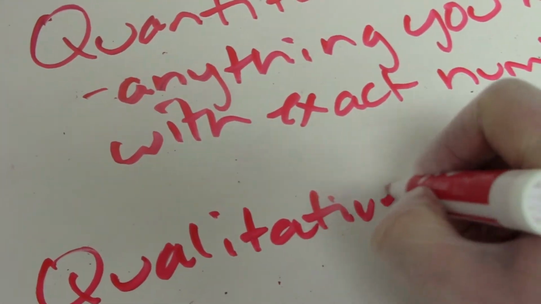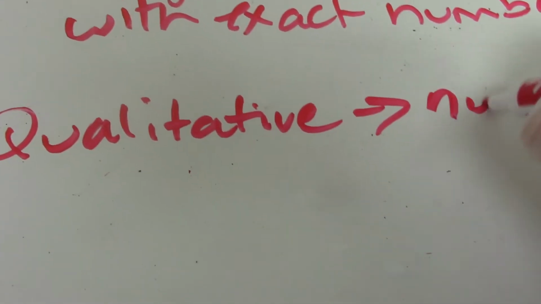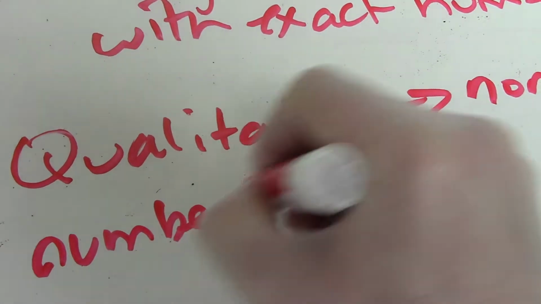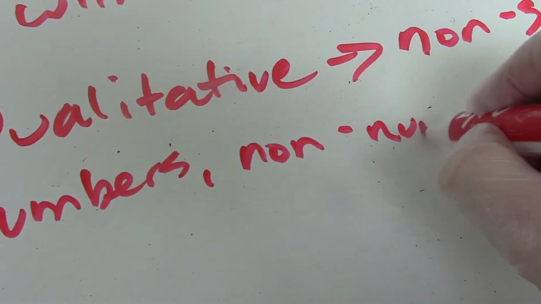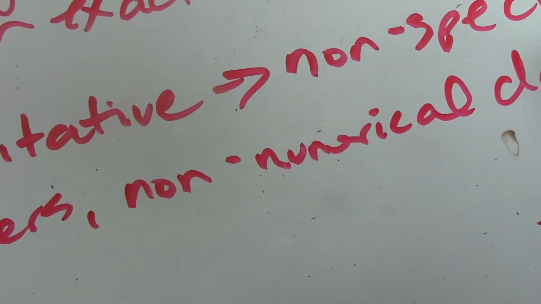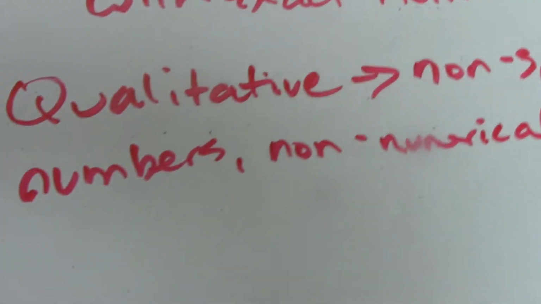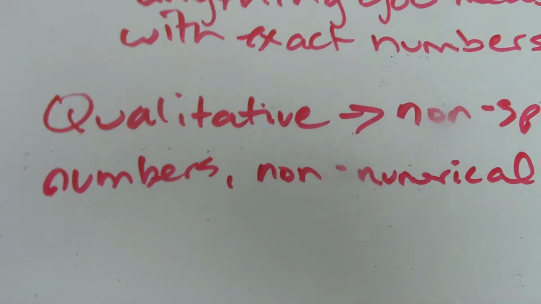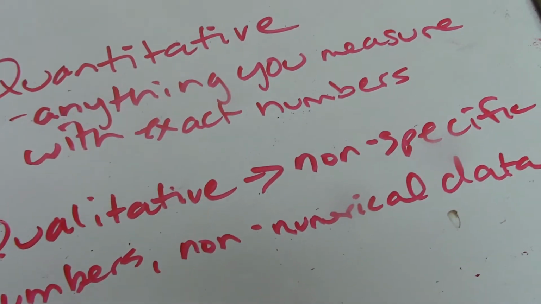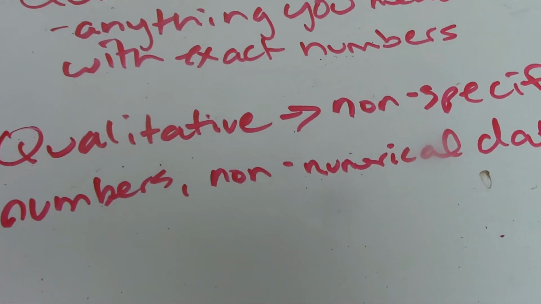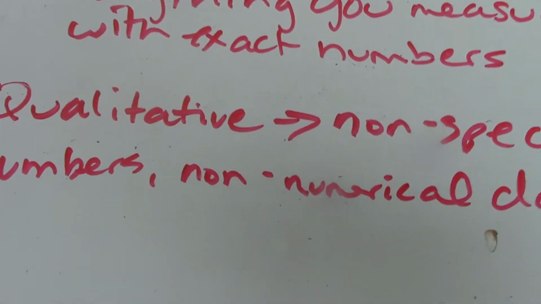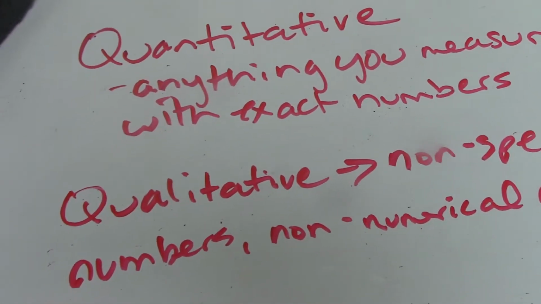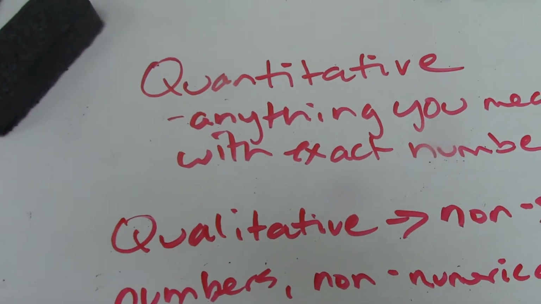Qualitative gives us non-specific numbers, and this is non-numerical data. So in a science lab with acid-base pH stuff, we could use indicators to see a color change, for example. We know a pH has changed, but we might not know an exact value for pH. We just know that there's a range into which it changed. We also would use something qualitatively like smell or touch or anything like that.